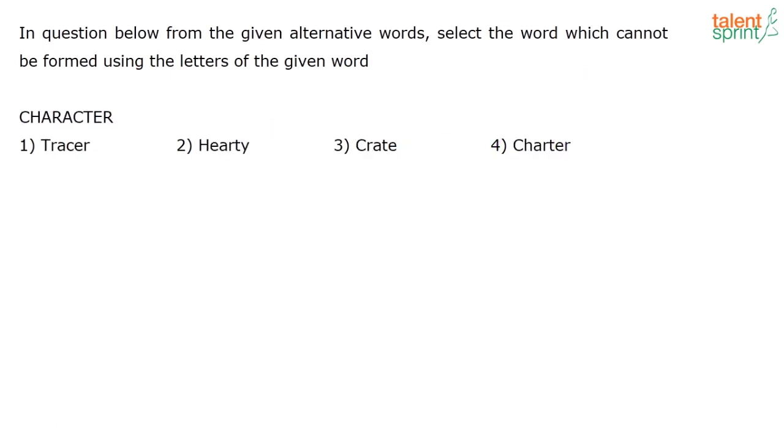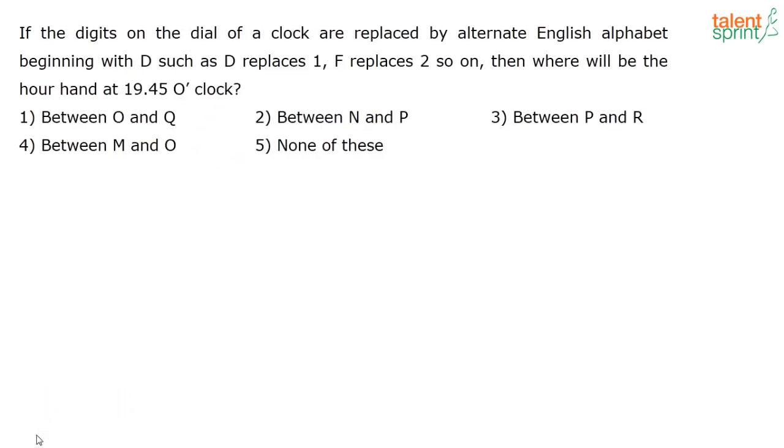Now next question. In the question below, same. From the given alternatives, select the word which cannot be formed using the letters of the given word. So the word given is character. Again, what is the answer? Give me the answer. Very easy question. You should take only like 5 seconds to solve this question, not more than that. Hearty, correct. See the letter Y. The letter Y is not there in character, correct? So this word you cannot form using the given letters of the word. So your option is going to be 2, hearty. Everybody got it correctly? Now the next question.